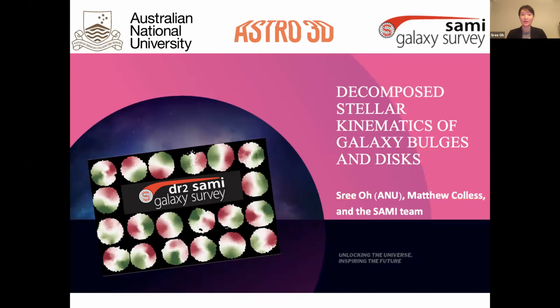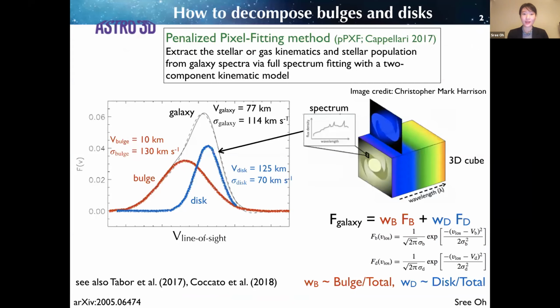Yes. I have spectroscopically decomposed the bulge and the disk component using the 3D spectroscopy from the SAMI Galaxy Survey. This is a schematic diagram showing how to decompose bulge and disk components.